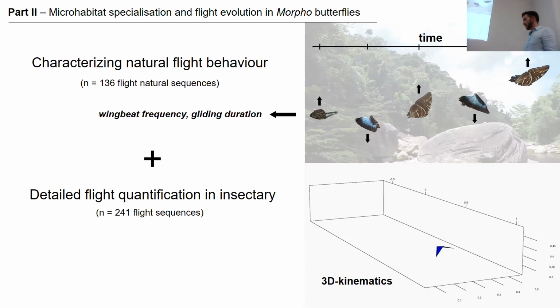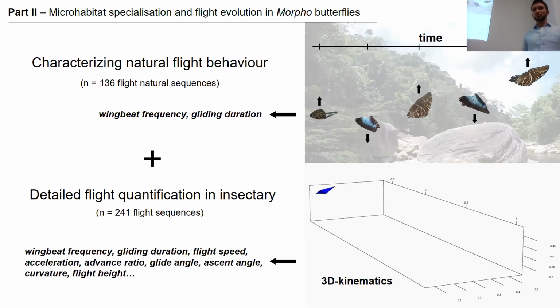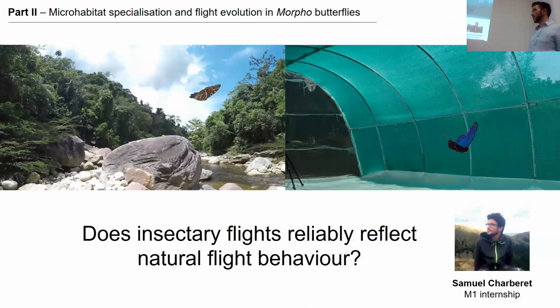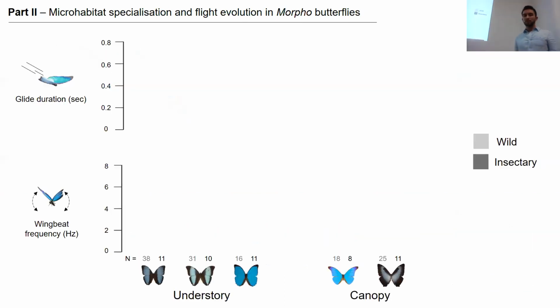So here I had access to a larger range of flight parameters. The first thing we did was to test whether insectary flight reliably reflected natural flight behavior. But this was the work of Samuel Schader during his master internship that I supervised. Here we looked at 2 flight parameters, the wing beat frequency and the glide duration.